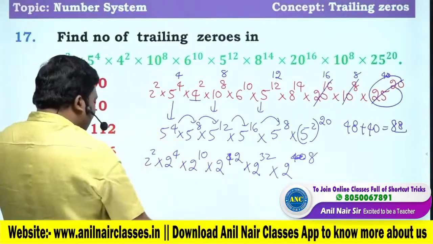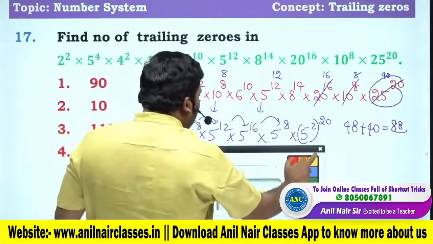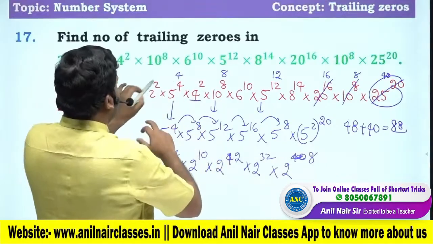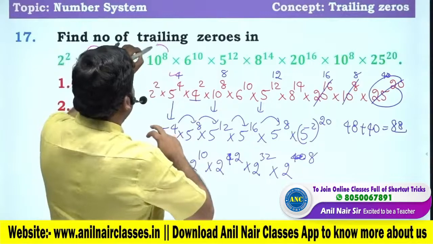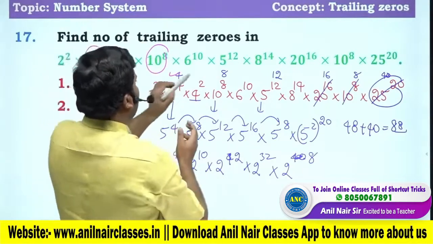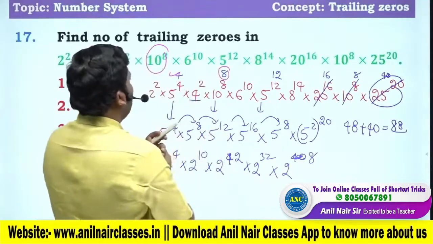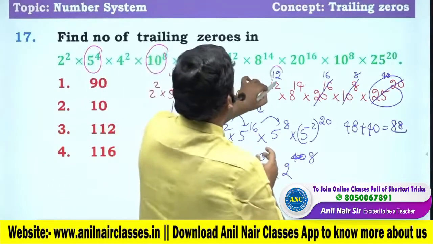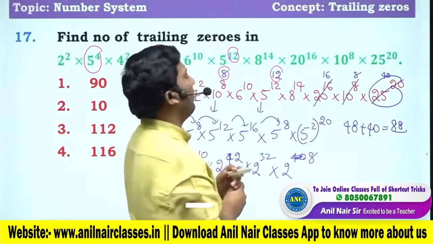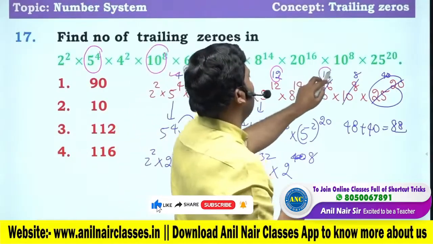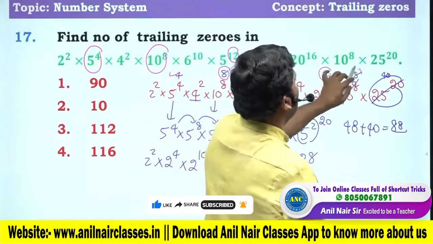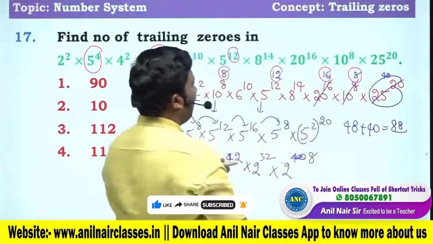That means in the power of 5, we must have made some calculation mistake. 5 power 4, so 4 definitely yes. 10 power 8, 5 into 2 power 8, so it is 8. This is also right. 5 power 12, it is also 12. Right. 20, 5 into 4 power 16, 5 power 16, it is also right. 5 into 2 power 8, it is also 8. It is right.